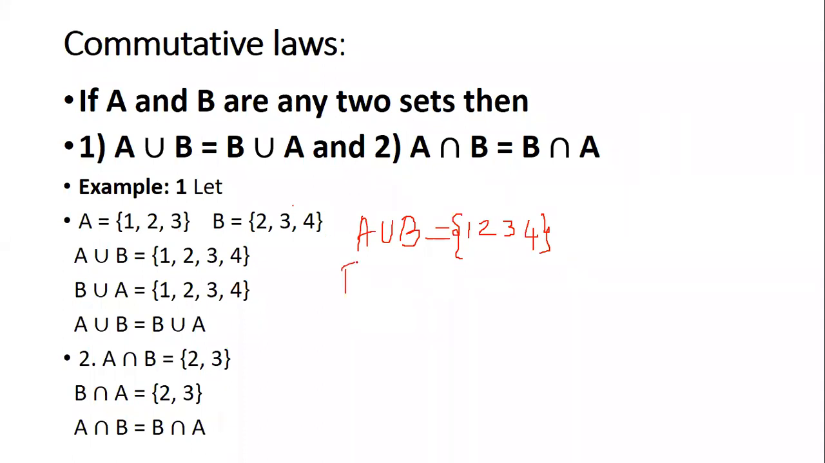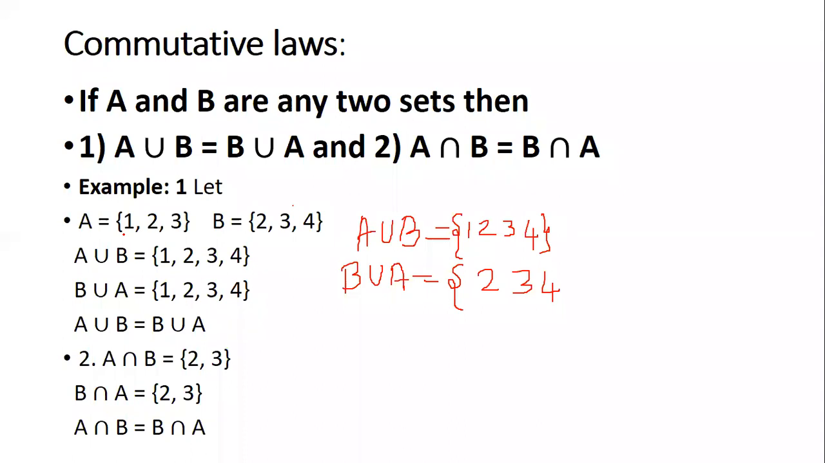Now coming to B union A. Which is the first set I will add? B. Please use capitals. So that is 2, 3 and 4. Correct? 2, 3 and 4 I will add. After this, I'm supposed to add from set A. Which element from set A am I supposed to add here?